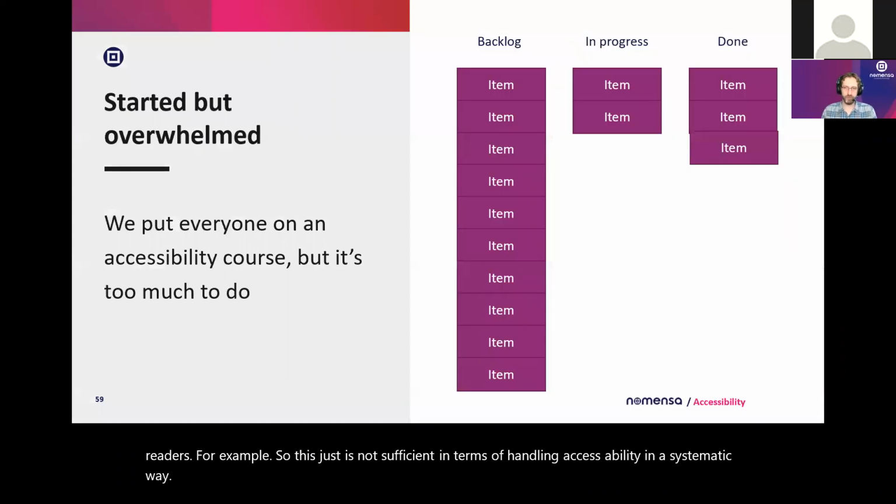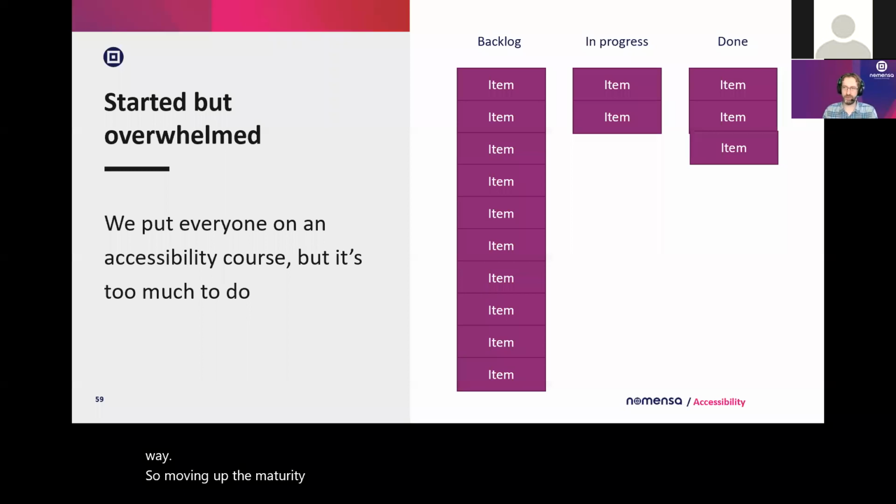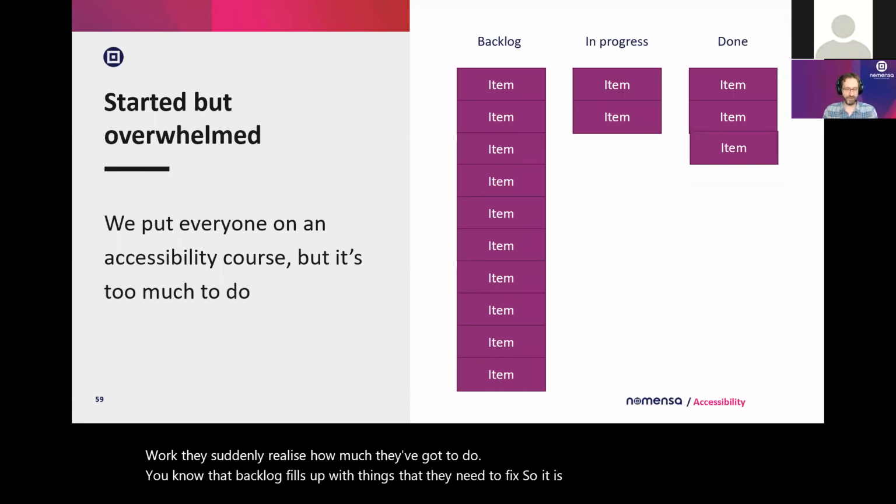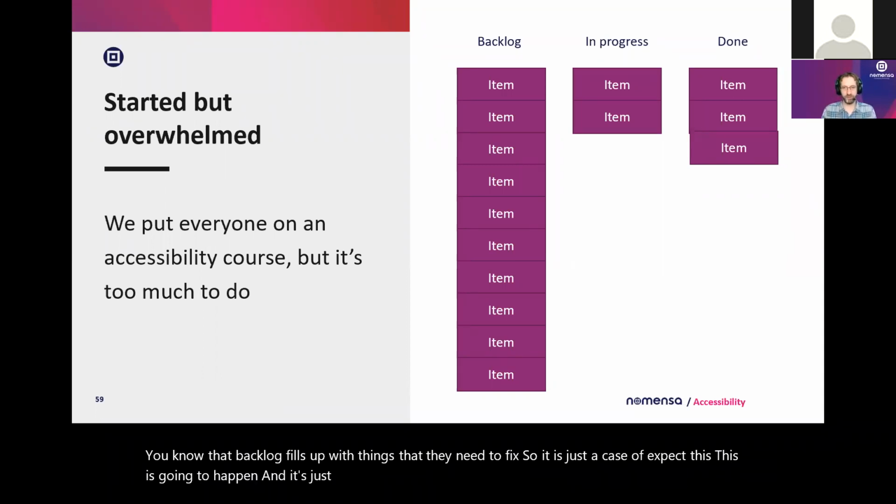So moving up the maturity levels, where people have done training or some sort of accessibility work, they suddenly realize how much they've got to do. Their backlog fills up with things that they need to fix. So it is just a case of expect this is going to happen, and it's just a question of prioritization. So it's not expected that you have to fix everything at once.